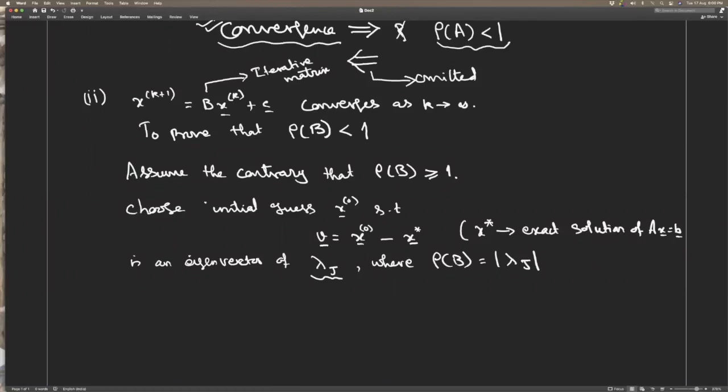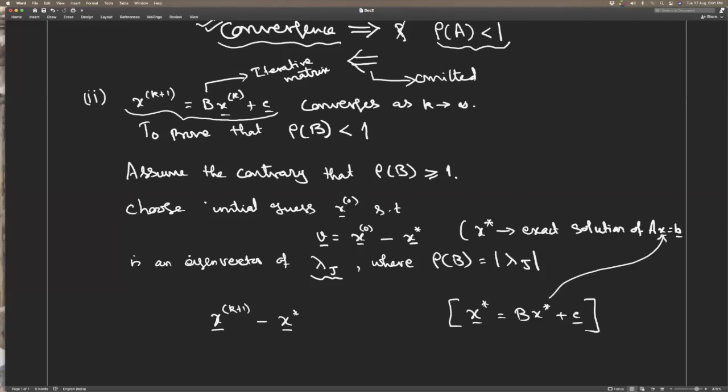Then what you can see is x k plus 1 minus x star. Remember, x star will also satisfy the same equation as what your x k plus 1 satisfies. Note that your x star will also satisfy this system. Again, I'll tell you why: this system and this system are one and the same, written in different ways, that's all. Therefore, this can be written as B into x k minus x star.